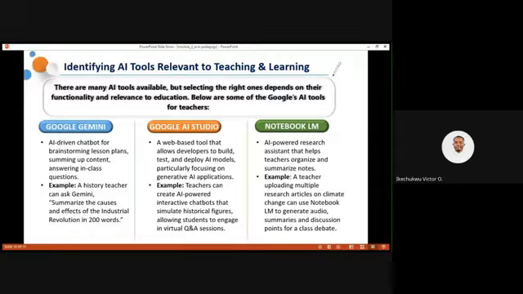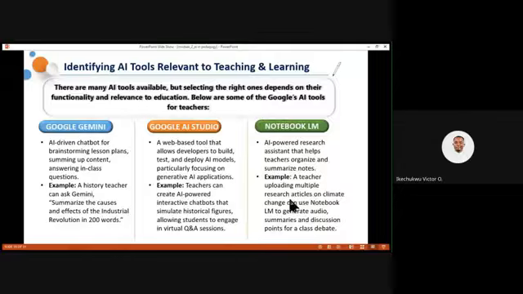Then we have NotebookLM. NotebookLM is the AI-powered research assistant that helps teachers organize and summarize notes. So a teacher can upload multiple research articles. It helps to organize and summarize the notes.